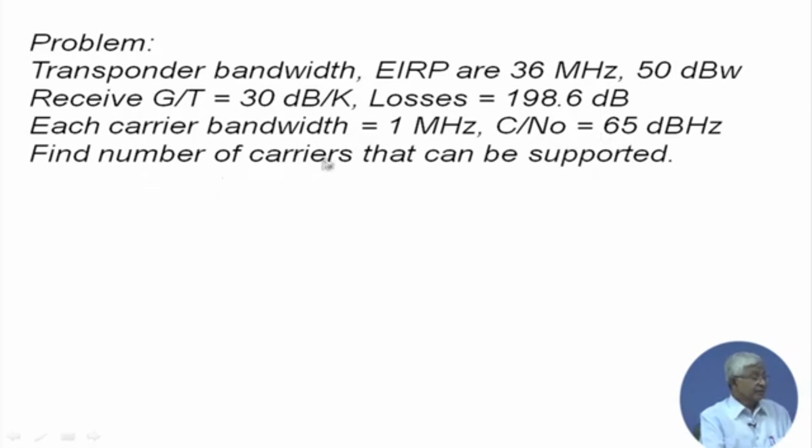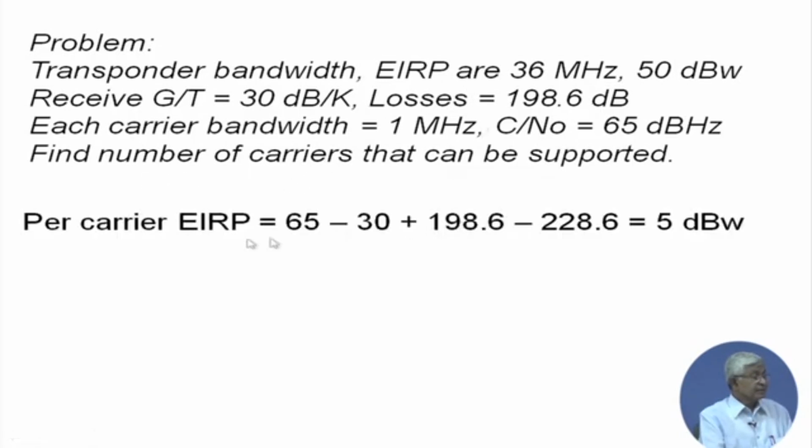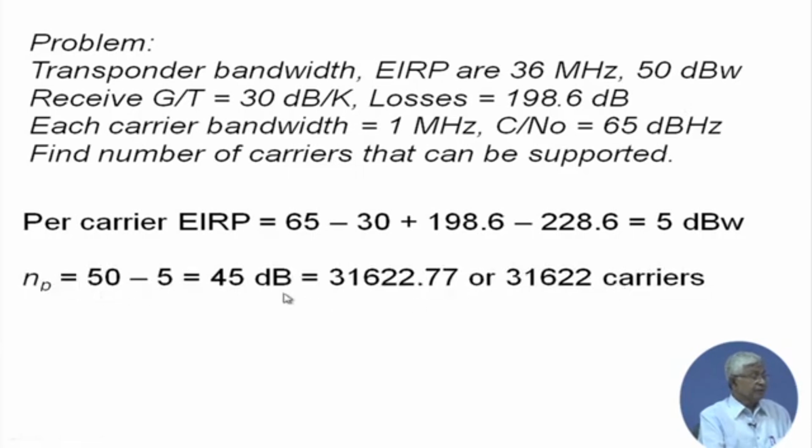So, number of carriers. Here numbers have changed. Per carrier EIRP, you can put into that transmission equation, you will find it is 5 dBW and total is 50 dBW. So, therefore, 45 dB in terms of number is available, which is a very large number, again fraction, you take the lower integer. So, it is 31,622 carriers.